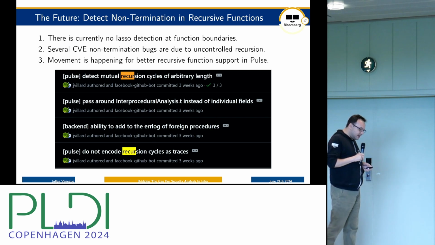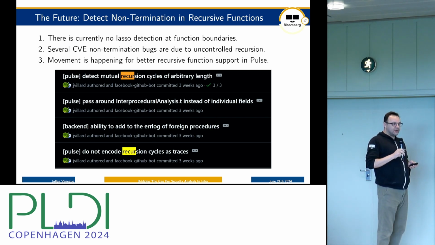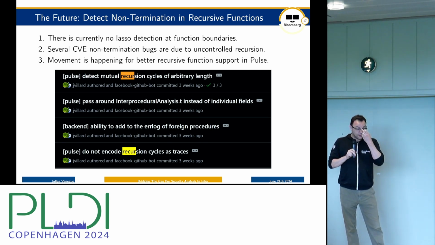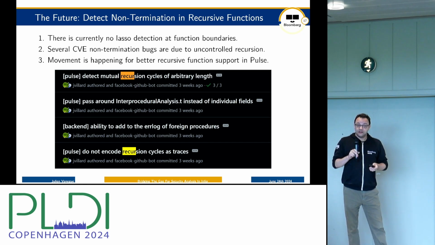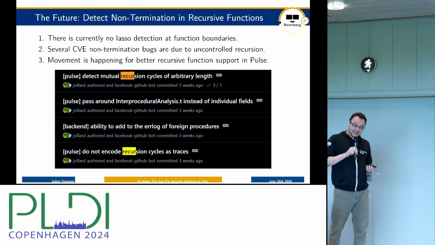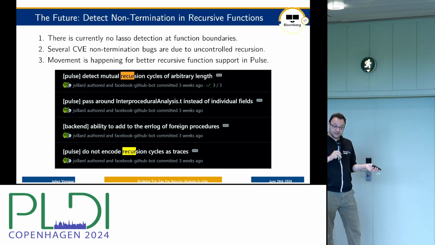Another part that I would like to do in the future is to detect non-termination bugs in recursive functions. Right now we don't actually support that, and there's a number of CVEs, like publicly known vulnerabilities, that are actually non-termination bugs due to recursive functions or uncontrolled recursive functions.